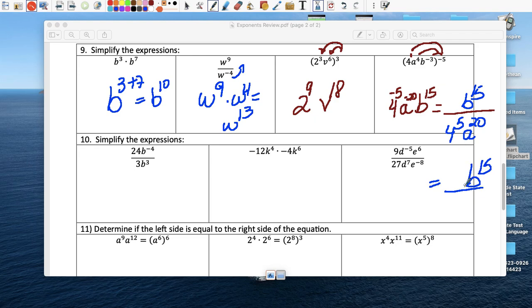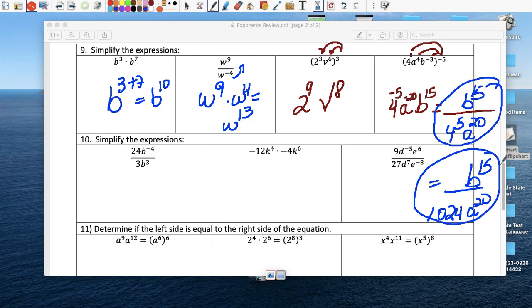4 to the 5th, you might find your multiple choice written as 1024, and then a to the 20. So you either might find your answer in multiple choice like that, or like that. So either of them, just look at your multiple choice. If it's not 4 to the 5th, just change it to standard notation and look for 1024.